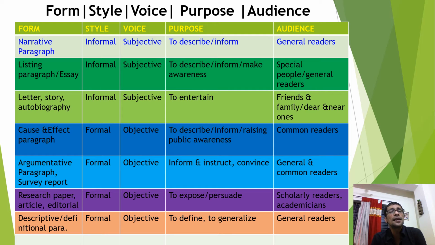Let's see the first example. For example, narrative type of writing. The style is formal, the voice is subjective, the purpose is to describe or inform, and the audience is general readers. So this is presented in one row for your better understanding.